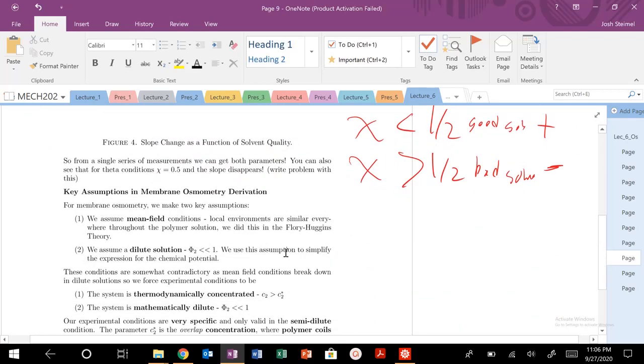So from a single series of measurements, appreciate the power here. We can get both parameters. We can get M sub n, and we can get chi. So I'll get rid of hint for an exam.